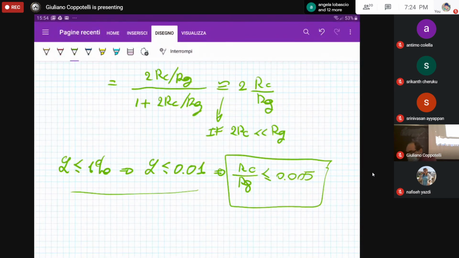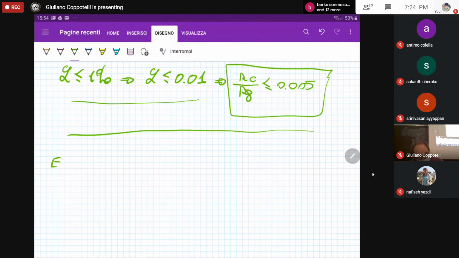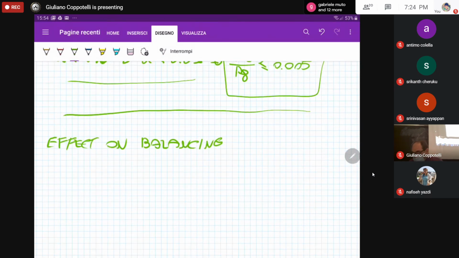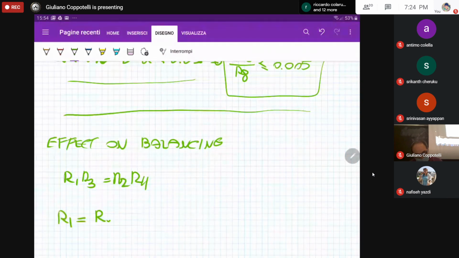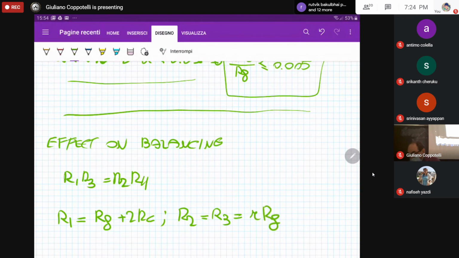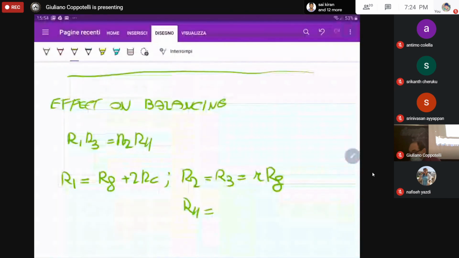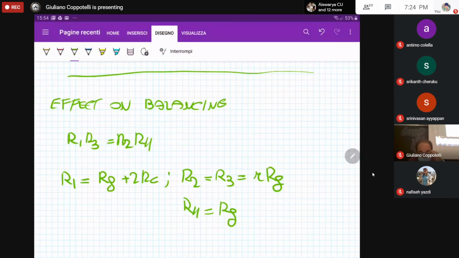Then balancing, this is the first effect. Second effect on the balancing. Remember, the balancing condition is such that R1, R3 should be equal to R2, R4. Now R1 is equal to RG plus 2RC. R2 would be equal to R3 would be equal to RG. R4 will be equal, for example, to RG in a half bridge configuration.